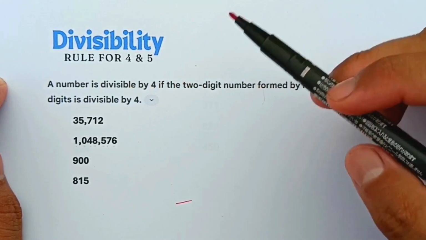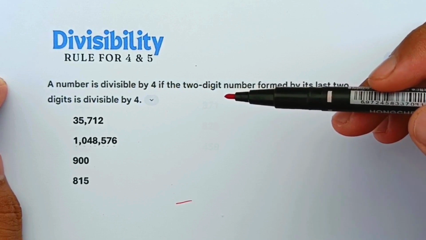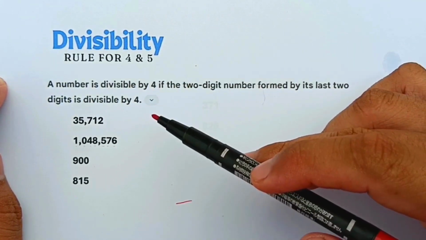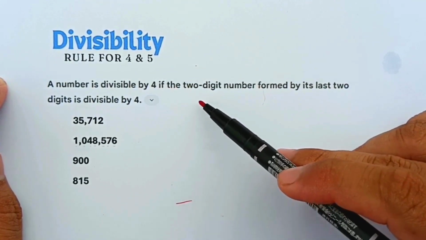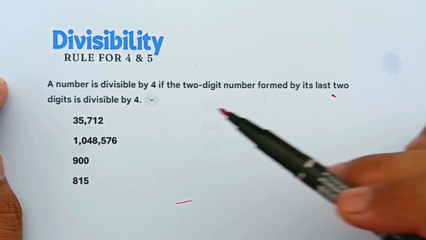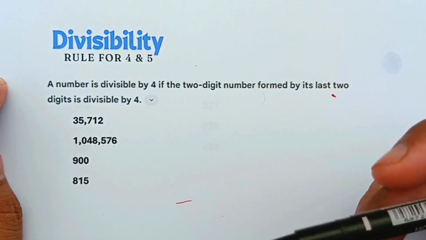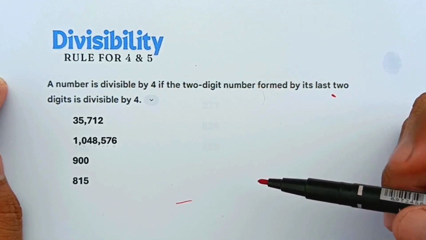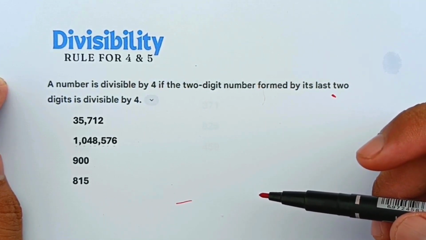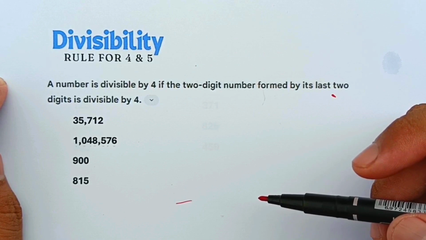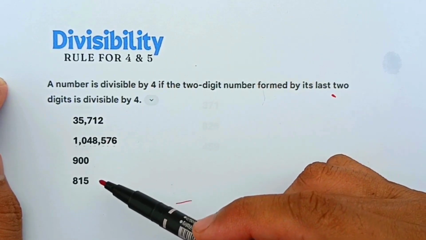Divisibility rule for 4. Now, when can you say that a number is divisible by 4? A number is exactly divisible by 4 if the number formed by its last two digits is divisible by 4. We can also say that a number is exactly divisible by 4 if the last two digits of that number are 0, 0. Now, we have here 4 examples.